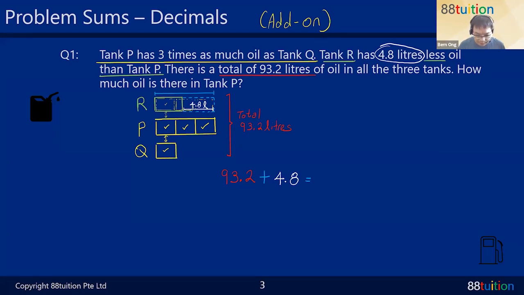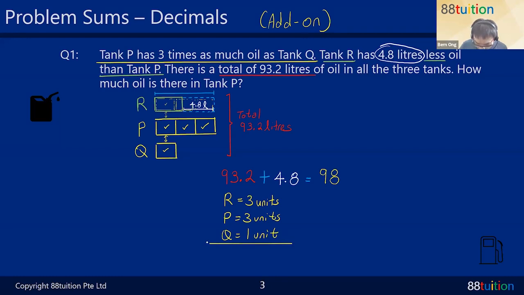I did say you can use a calculator. It's actually 98. For this exercise, let's use the calculator because I want you to understand the concept. In terms of the calculation, let's leave it aside. So 98 represents what? Because you plus the 4.8, R now got 3 units. P itself already got 3 units. Q still got the 1 unit.